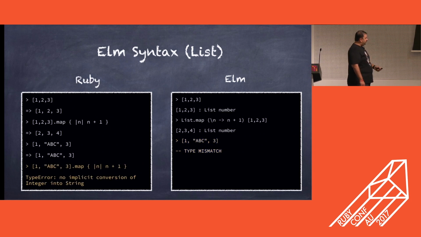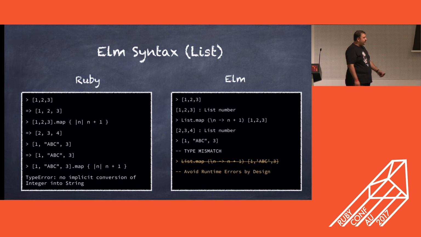So what happens at runtime when you try to add 1 to that list? You get a type error. You cannot add 1 to ABC, right? You don't know how to add 1 to ABC. But in Elm, you cannot actually do that. So this is one of the ways Elm tries to avoid runtime errors, and it's a design choice they have been considering. So by default, they stop you from doing something stupid, so you don't crash.